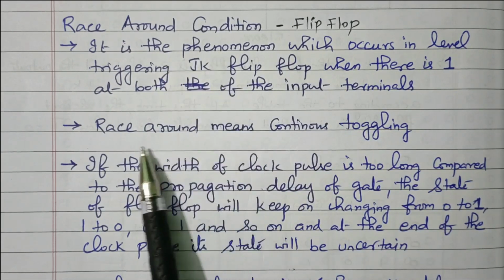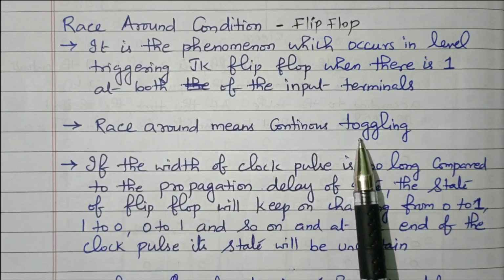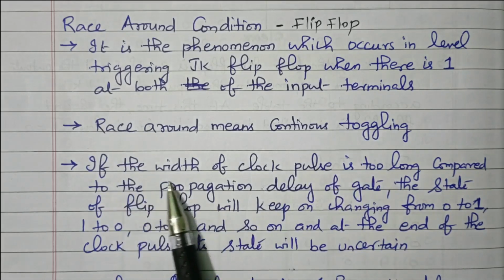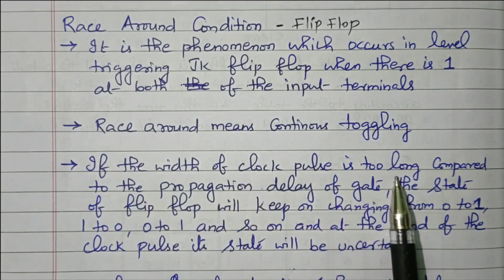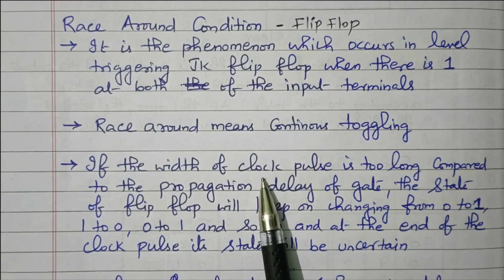What is that race around condition? Race around means continuous toggling. The output will toggle from 0 to 1, 1 to 0. It is continuously toggled. Why is it toggling? If the width of the clock pulse is too long, because we know that in a flip-flop, with every clock pulse the state changes. It is a sequential circuit. When the clock pulse applies, the state will change from one state to another state.